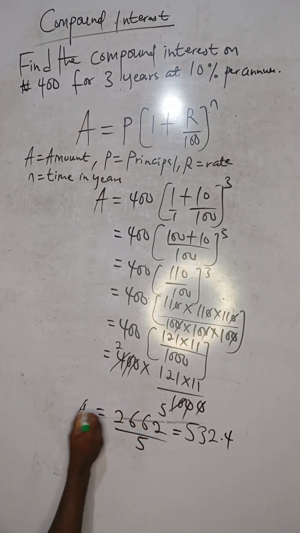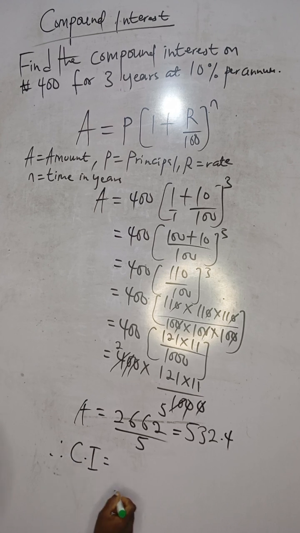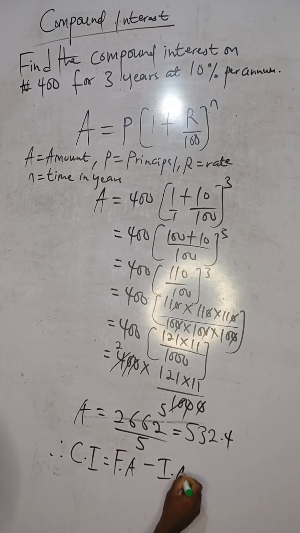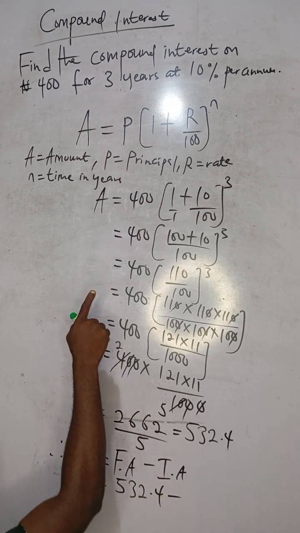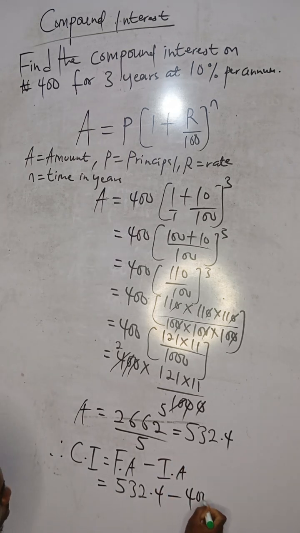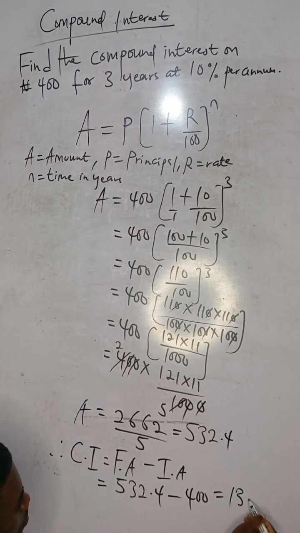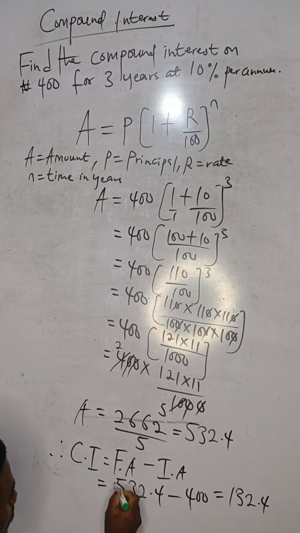So I can now say that therefore compound interest is equal to the final amount, FA, minus the initial amount, which is going to be, the final amount is 532.4 minus the initial amount, which is the first principal, 400, which will give us 132.4. Don't forget your naira. That is the unit.